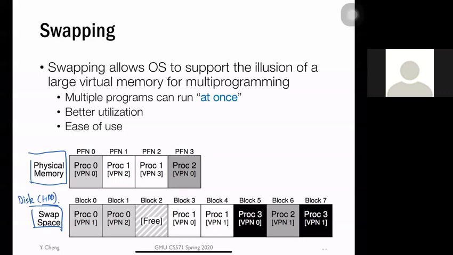So as you can see, the first physical frame number 0 is occupied by virtual page number 0 that belongs to process number 0. Okay, and the fourth physical frame, number 3, is being occupied by the third process, which is process number 2. And again, the very first virtual page number of process number 2 occupies the last physical frame number.